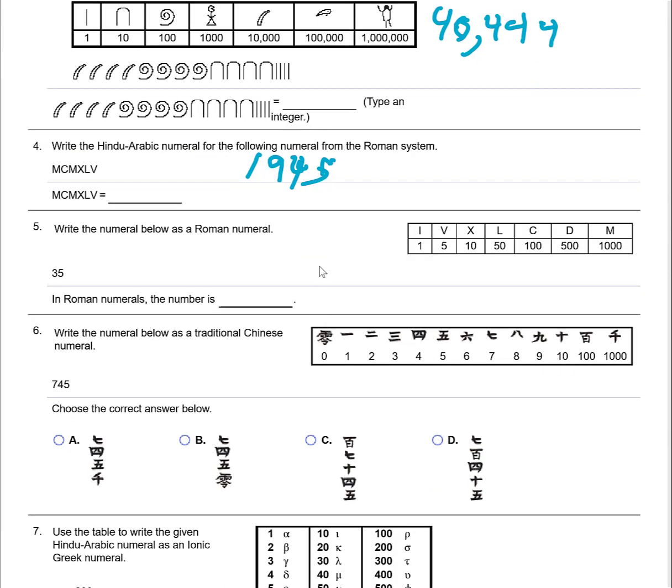Write the numeral below as a Roman numeral. So we see a 3, so we know we're going to have X, X, X, and then we need a V for a 5.